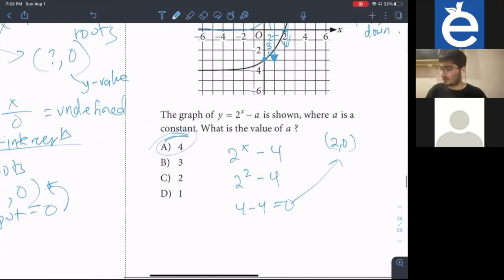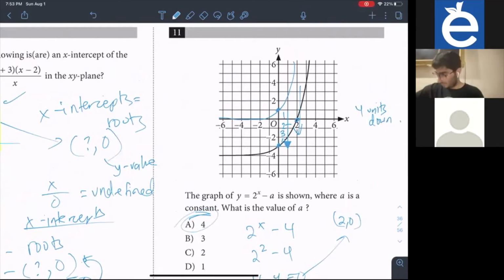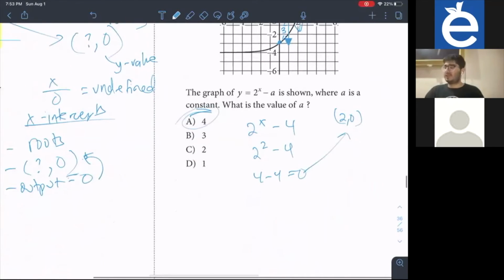Which shows that this is the point. It's another way of checking what the value is if you do not know the general shape of the exponential graph, or the basic formula. So this is another way.